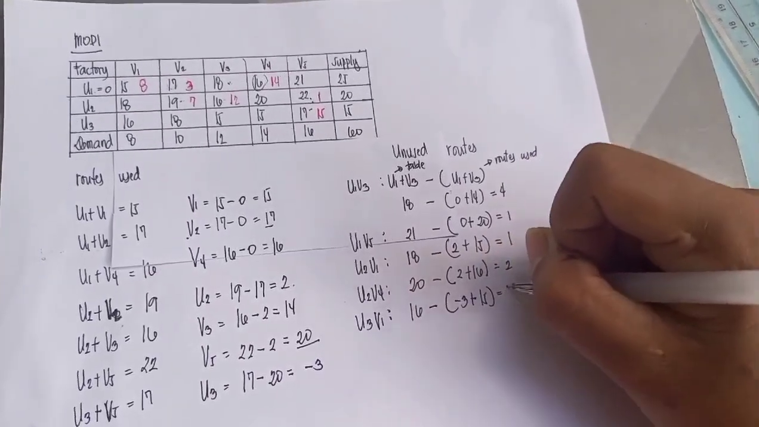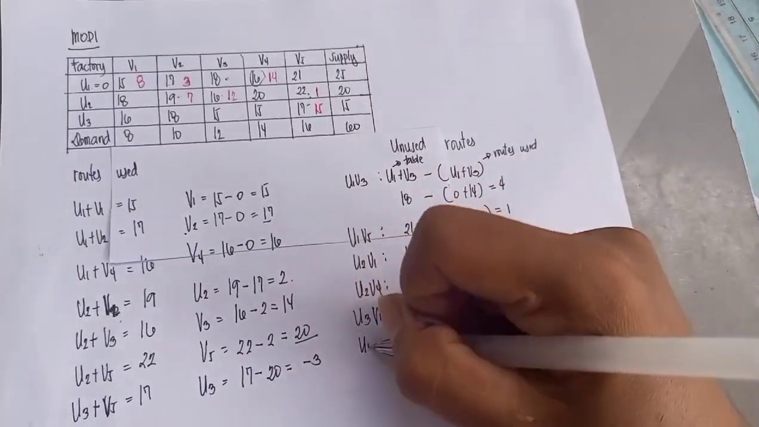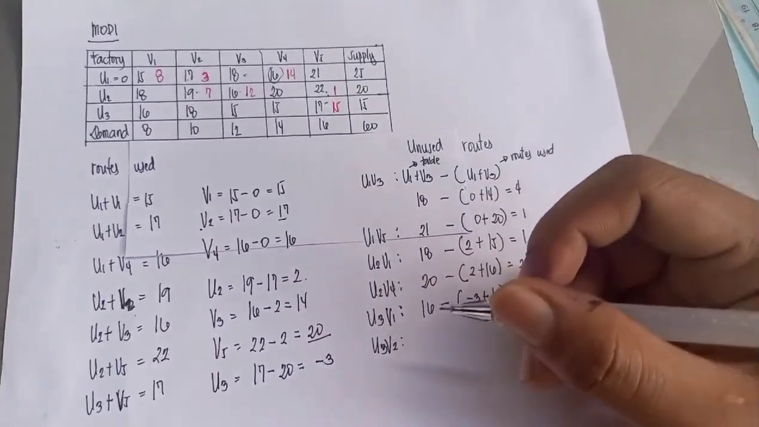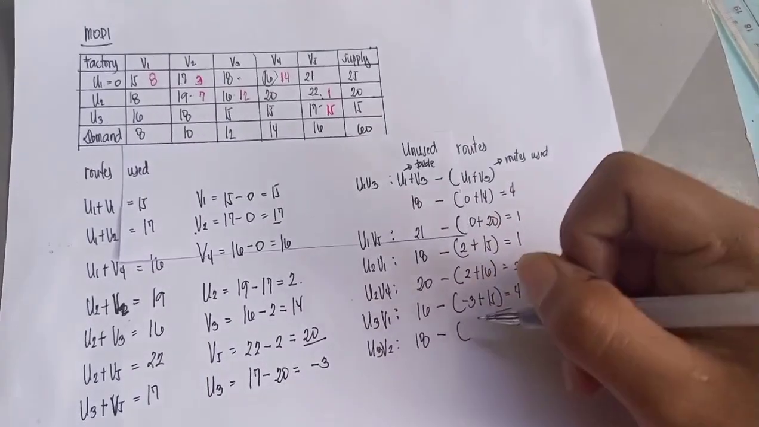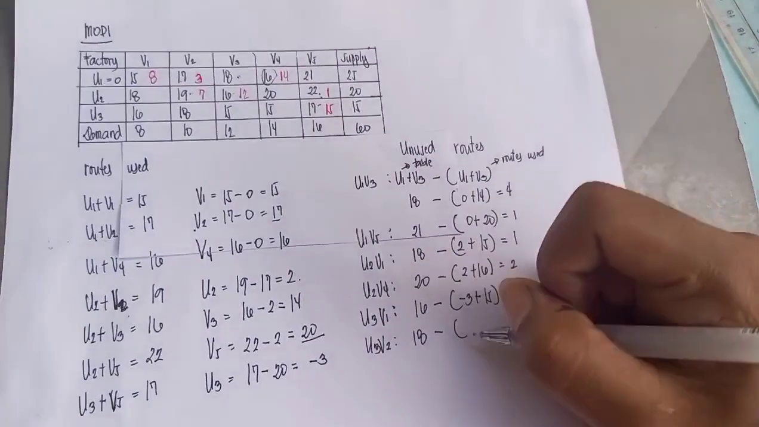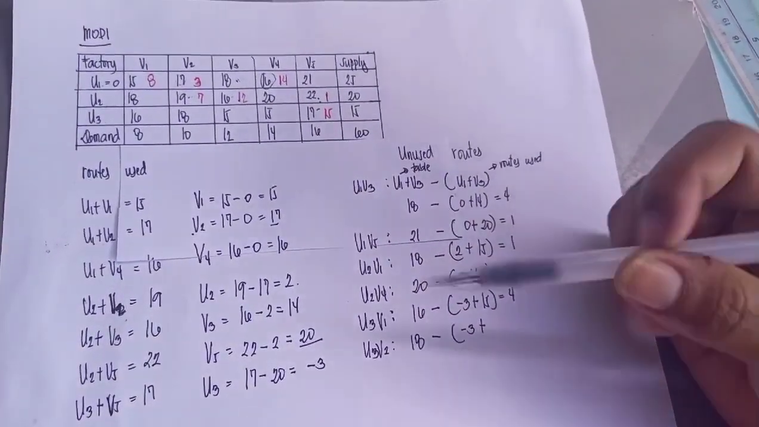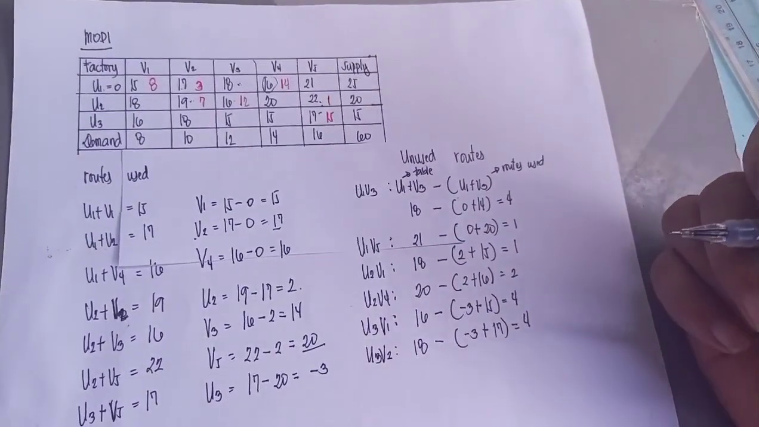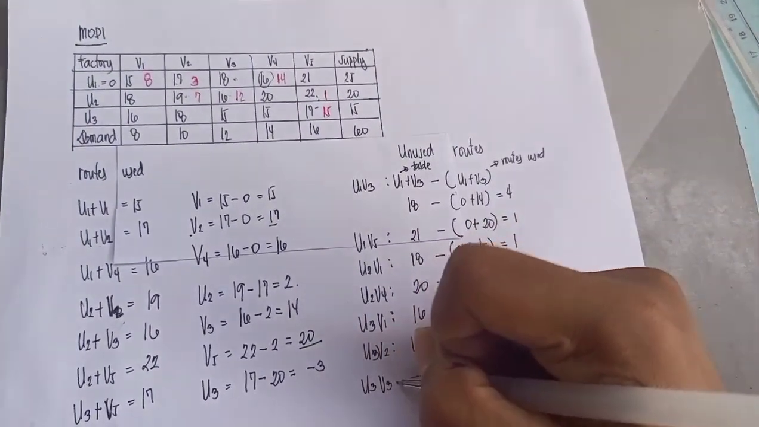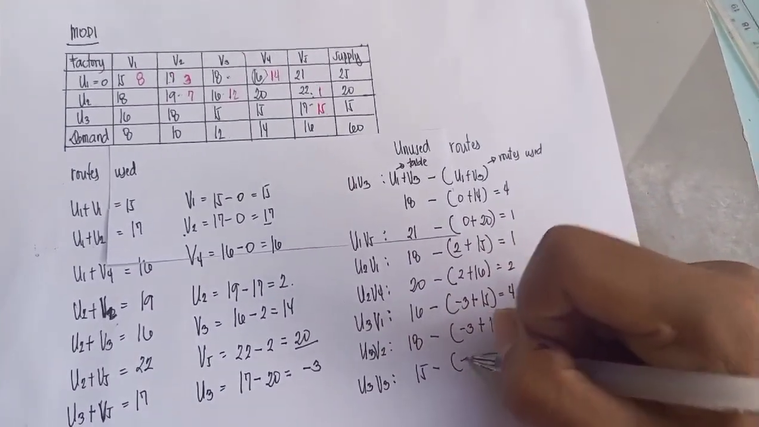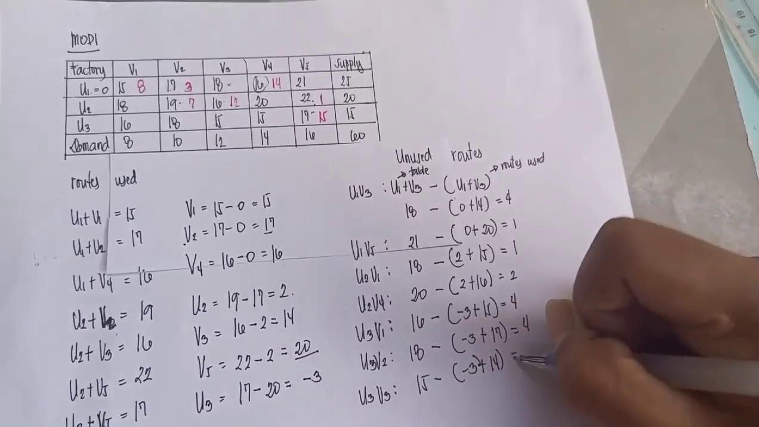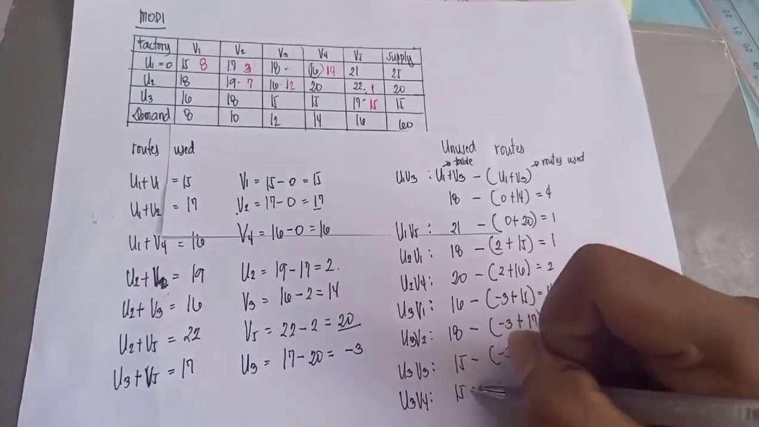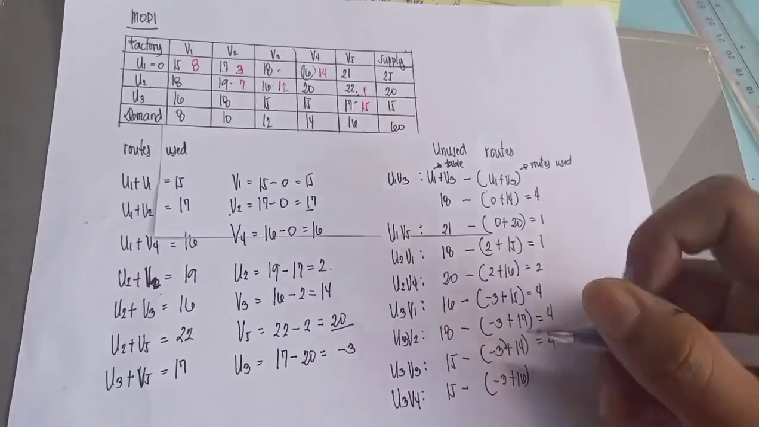Next is U3 and V2. U3 plus V2 in the table is equal to 18, minus the quantity of U3 in the roots used, which is -3, plus V2 in the roots used, which is 17, so we have 4. Then U3 and V3, so we have 15 minus -3 plus 14 is equal to 4. Lastly, the U3 and V4. So we have 15 minus -3 plus 16 is equal to 2.